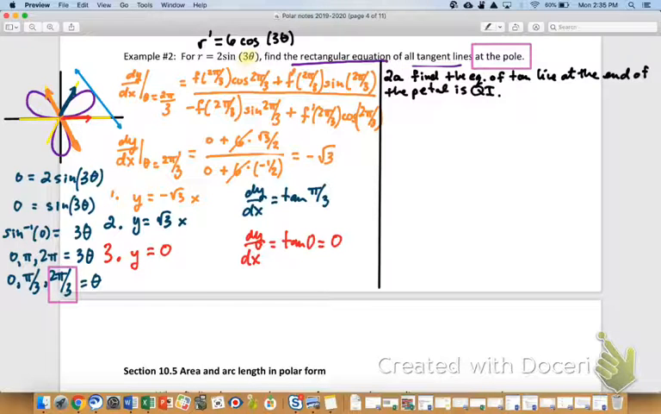So the key here is the phrase at the end of the pedal. So maybe I need to give you a little hint here. At the end of the pedal. That's so key. If you can come to understand what at the end of the pedal means, then you'll be able to do something with r, which will then get you to an angle, and then you'll be in pretty good shape.